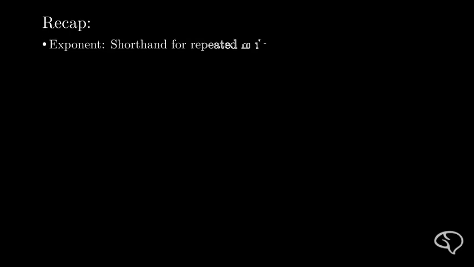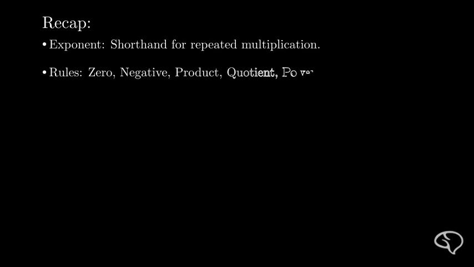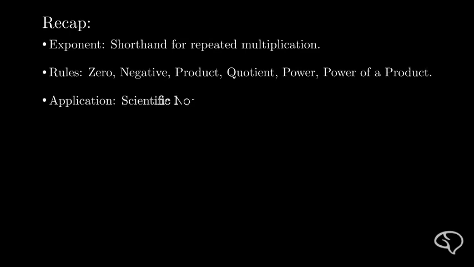Let's quickly recap what we've learned today. We started by defining an exponent as a shorthand for repeated multiplication. We then explored the zero exponent rule, the negative exponent rule, the product rule, the quotient rule, the power rule, and the power of a product rule. We saw how these rules allow us to simplify complex expressions and how they are essential for working with scientific notation, which is used to represent very large and very small numbers.